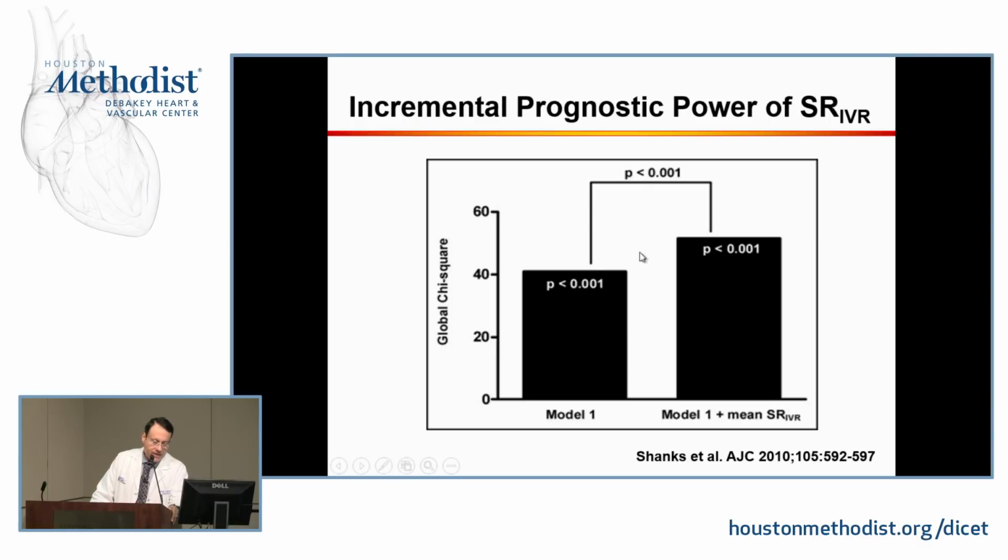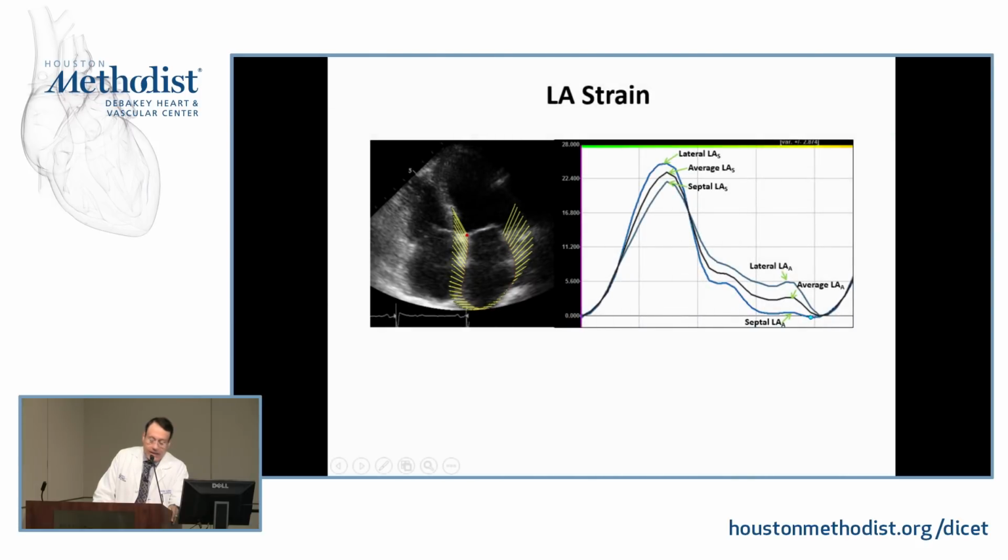There was a significant increment in the chi-square value to about 53 or 54 or so when they added the SR IVR. So pointing not only to a diagnostic but prognostic utility. We are interested in LA pressure estimation, so it makes sense. Let's go to the LA strain curve and let us see what it allows us to do.